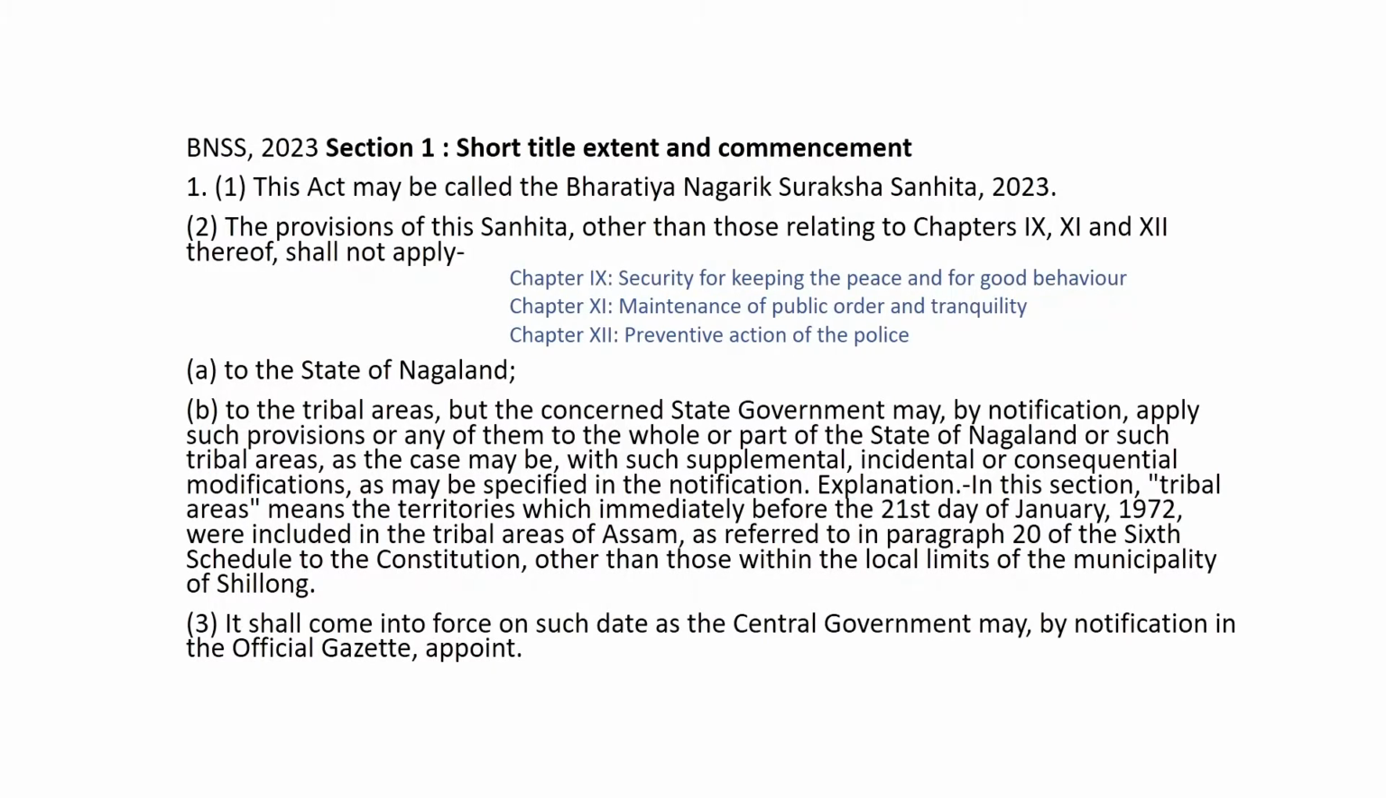The provisions of the Sanhita other than those relating to chapters 9, chapter 11 and chapter 12 thereof shall not apply. So, what are these 3 chapters? Chapter 9 deals with security for peace, keeping the peace and good behavior. Chapter 11 is maintenance of public order and tranquility, and chapter 12 deals with preventive action of police. So, these 3 chapters taken together are to be implemented throughout the territory of Bharat. Any place cannot be excluded from the implementation of these provisions.